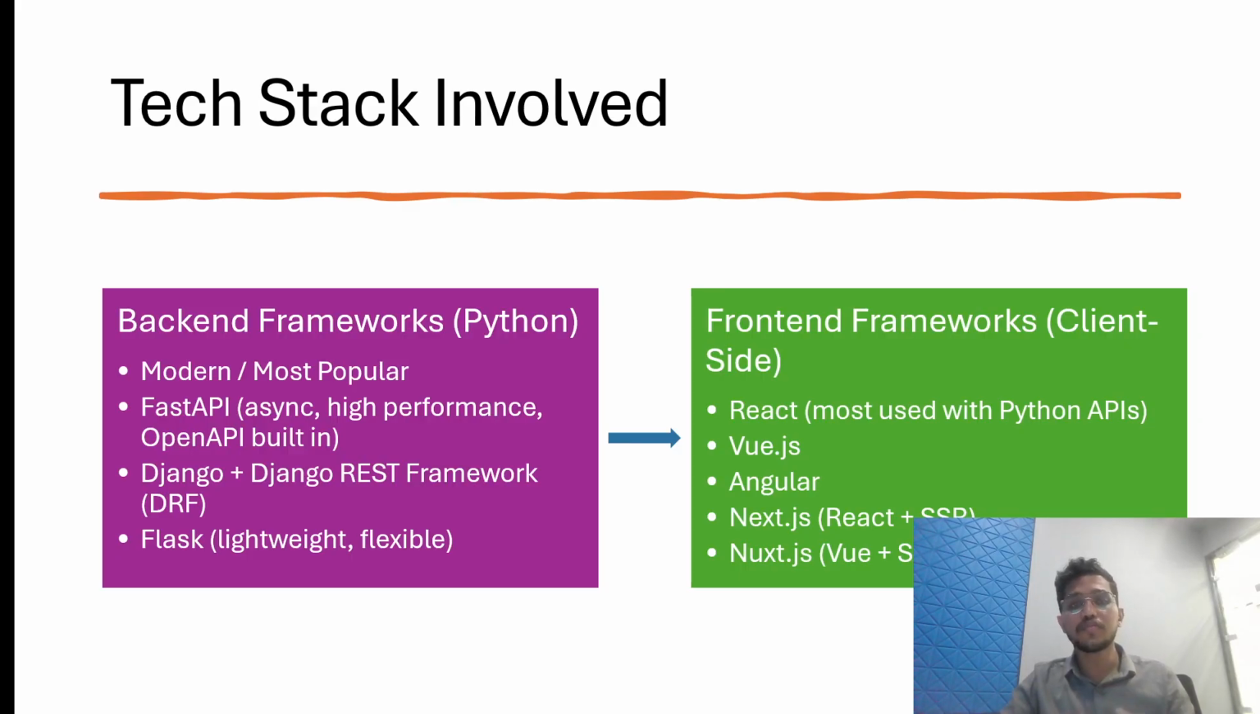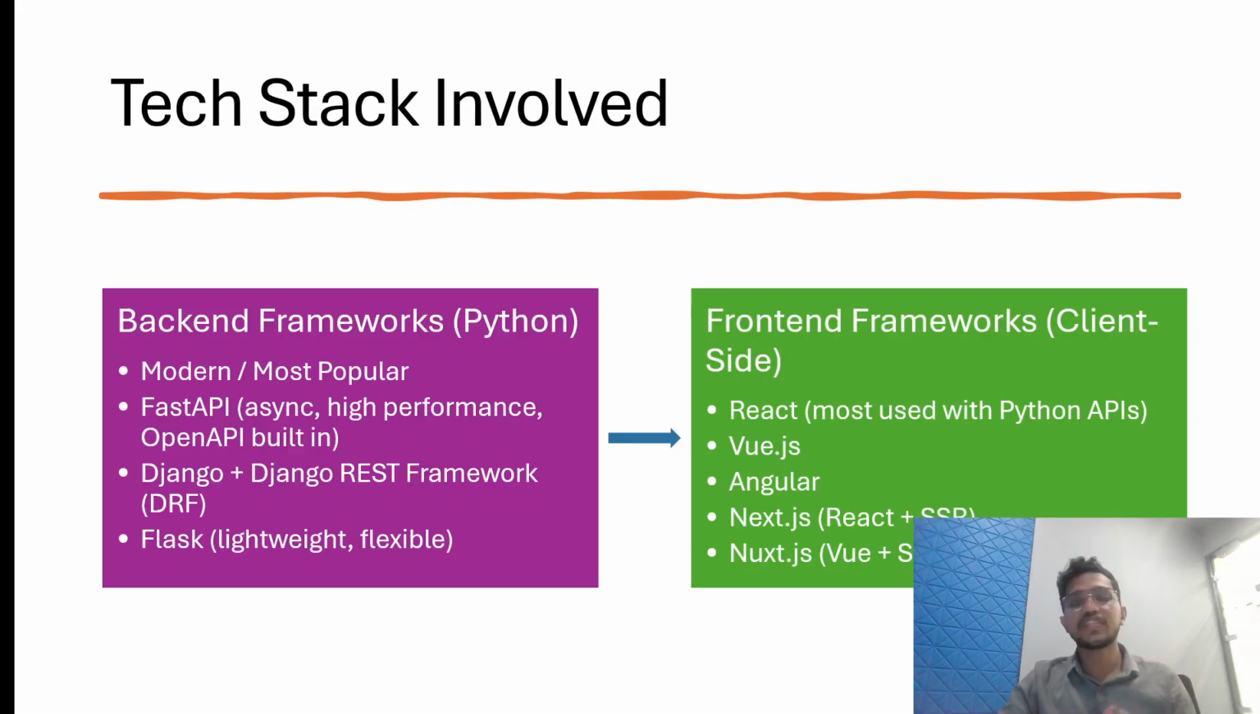The most modern and most popular stack that we can use is FastAPI, which is asynchronous, high performance, and also has built-in OpenAPI, which will help you to test all the APIs. We can use Django REST framework, and also we can use Flask. Other than that, we have Tornado. Also, we have Sanic, we have Pyramid. There are different technologies available to build your backend.